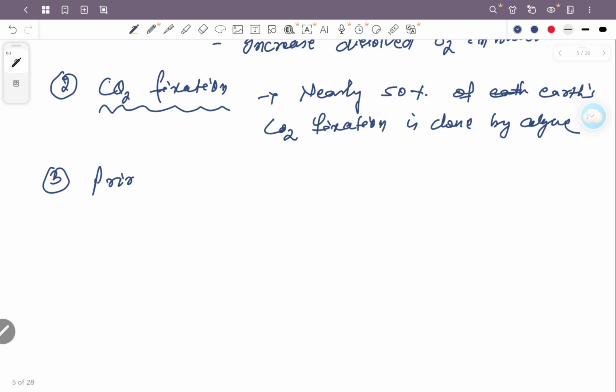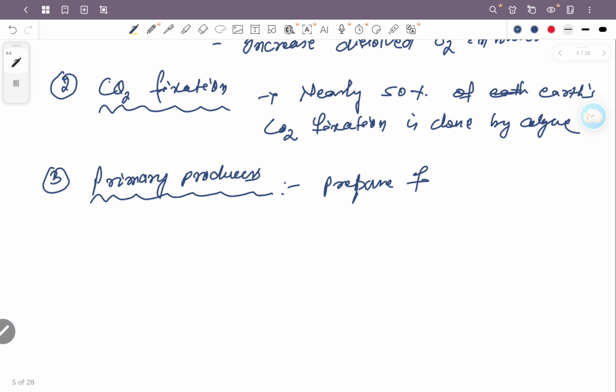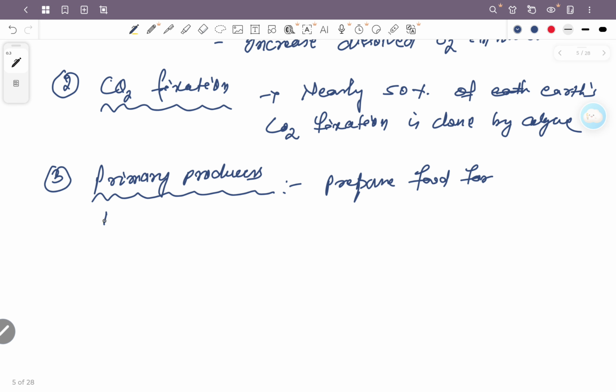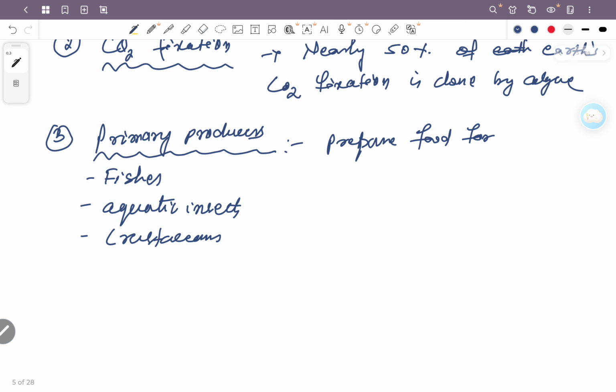They are the primary producers, okay, because they prepare food for the primary consumers, like fishes, aquatic insects, crustaceans like prawn, shrimp, etc., then mollusca, and other aquatic animals.